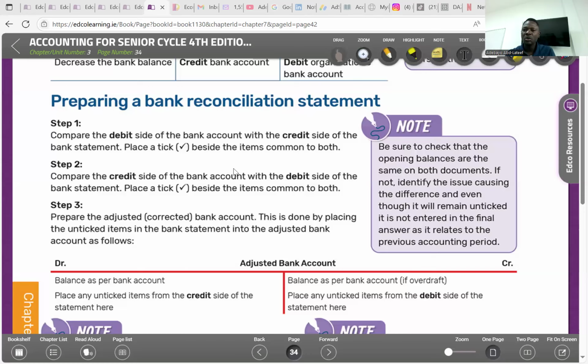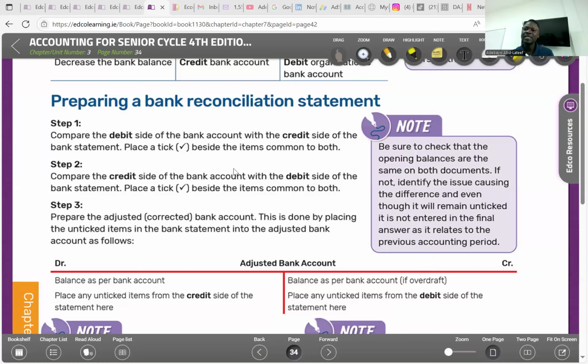That will allow you to know if there is any discrepancy or error within the information you have gathered. Second, compare the credit side of the bank account with the debit side of the bank statement. Place a tick beside the items common to both. The same thing you've done for the debit side of your bank account, you have to do on the credit side of your bank account.